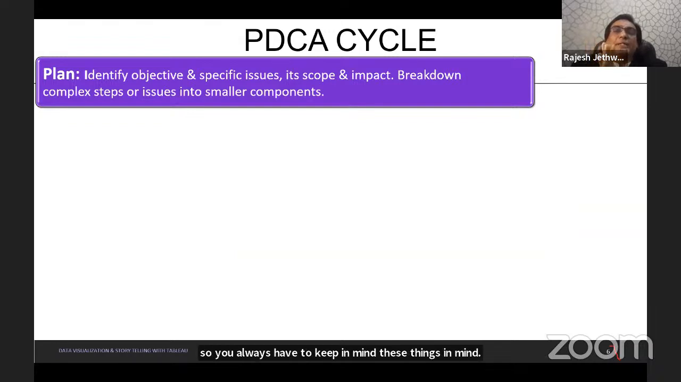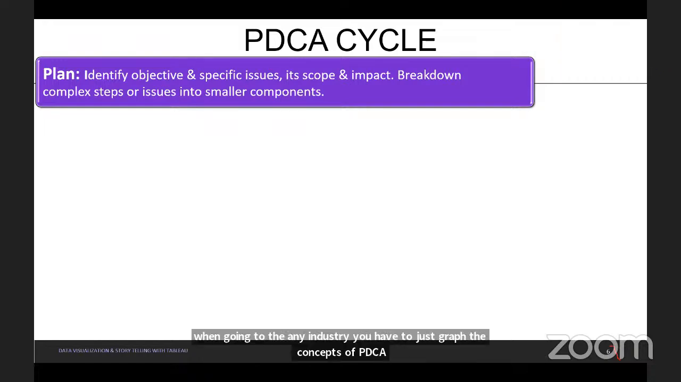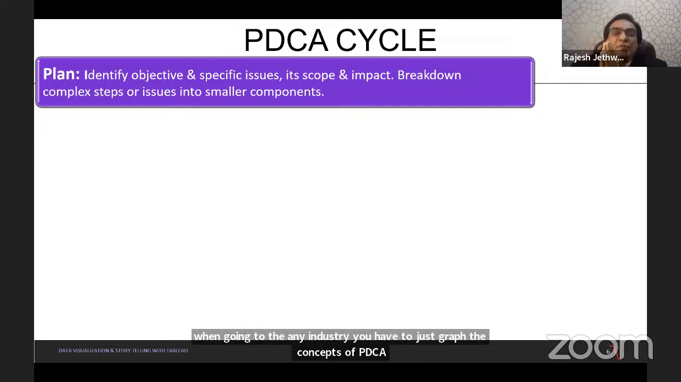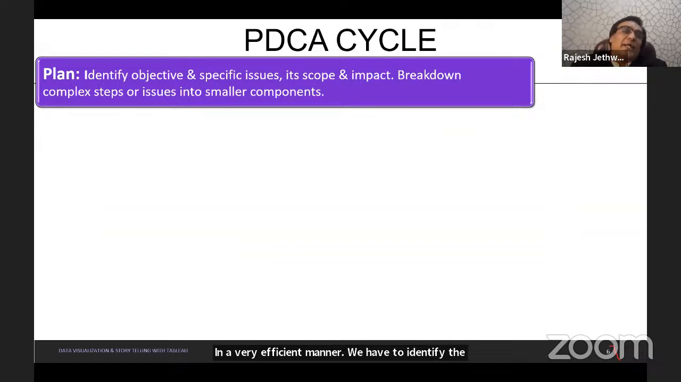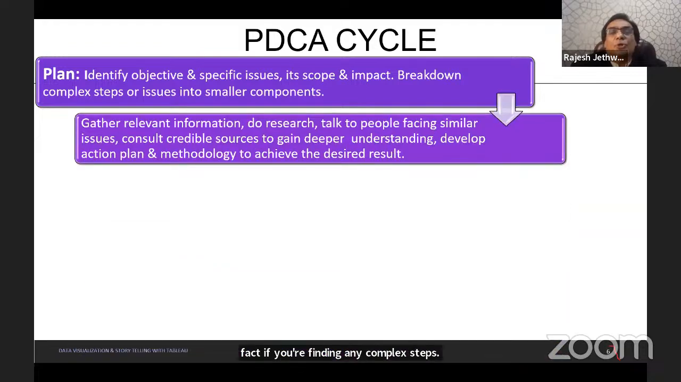When going into any industry, you have to grasp the concepts of PDCA. P stands for planning. First of all, you have to plan things before jumping into action. You have to plan your actions in a very efficient manner. You have to identify the objectives, as I explained in the previous slide. And if you find any complex steps, break them down into smaller components. Don't get blocked by complex issues.